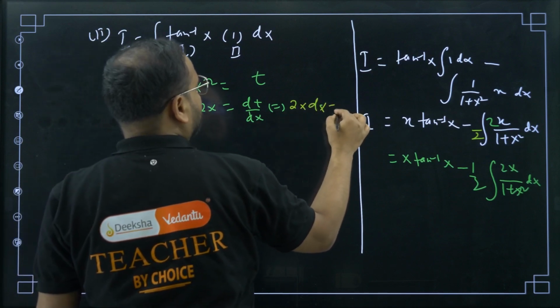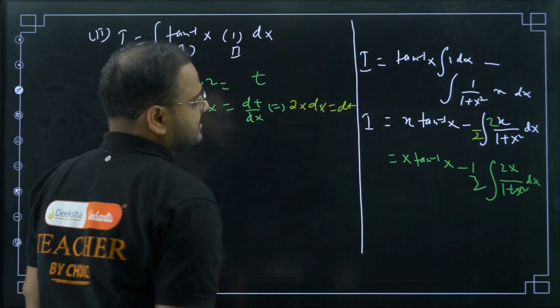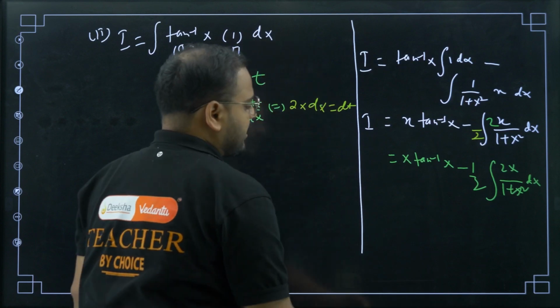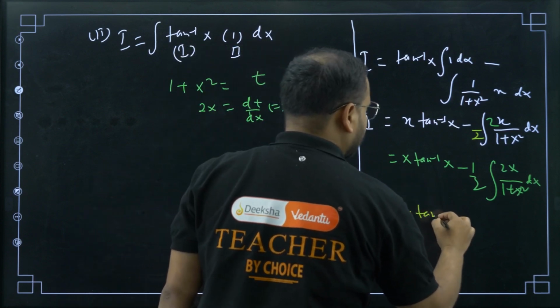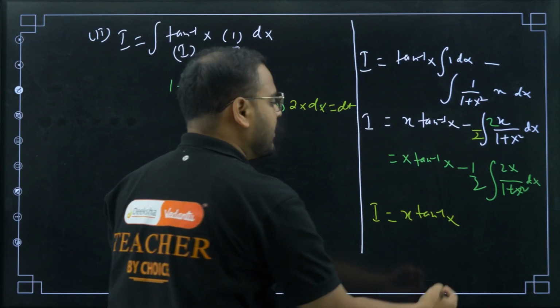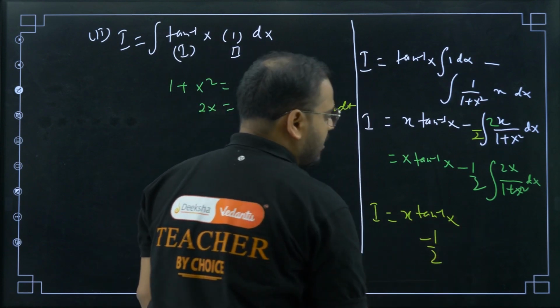(2x) dx equals to what? dt. Is there 2x dx? Please check here, 2x dx. So I can write this integration I as x tan inverse of x will remain as it is, minus 1 by 2.